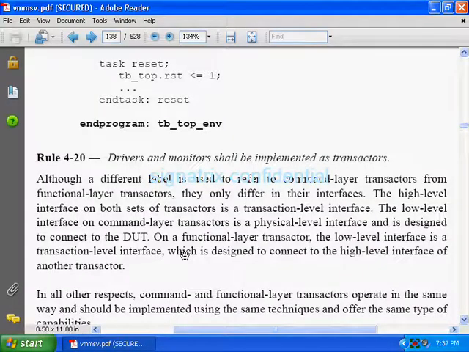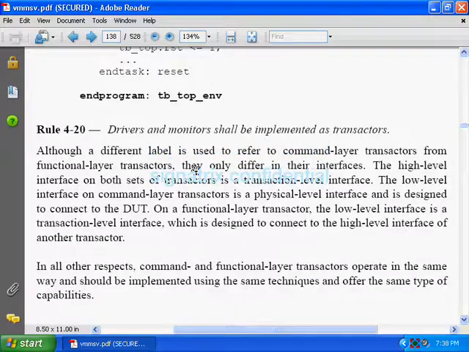That is, driver and monitor should be implemented as a transactor. We know that drivers and monitors are verification components, so they will take a transaction as an input and give you physical level signals. Although a different label is used to refer to command transactor from functional layer transactor, they only differ in their interfaces. Okay, so interfaces mean they are talking about the physical interfaces.